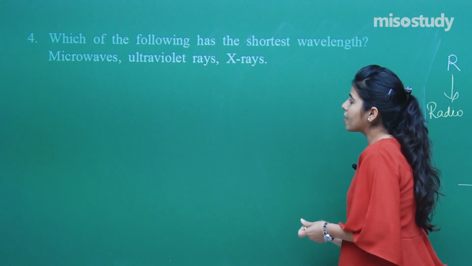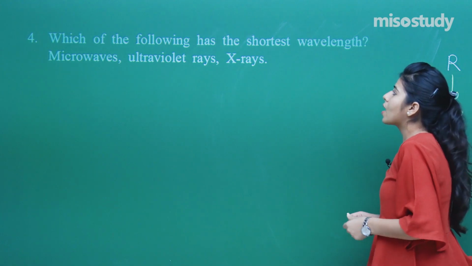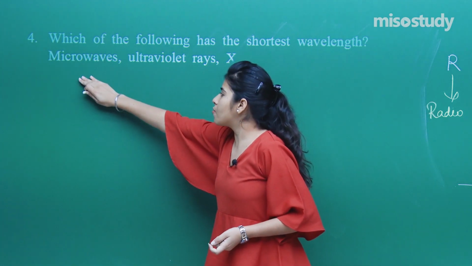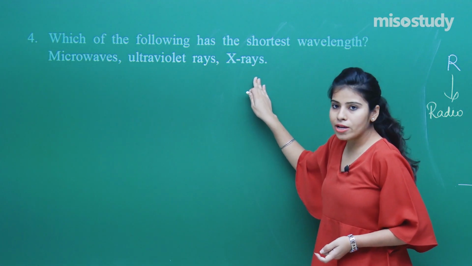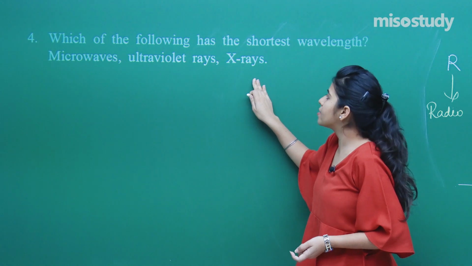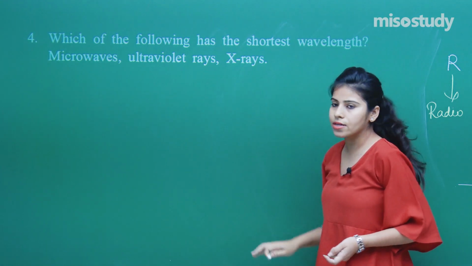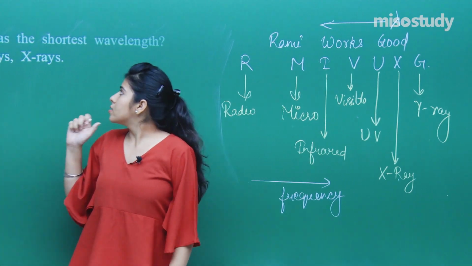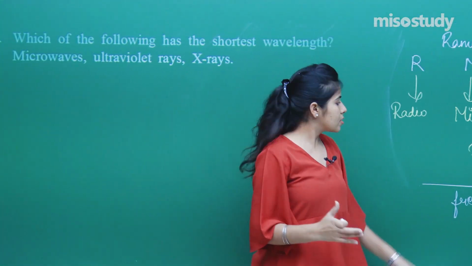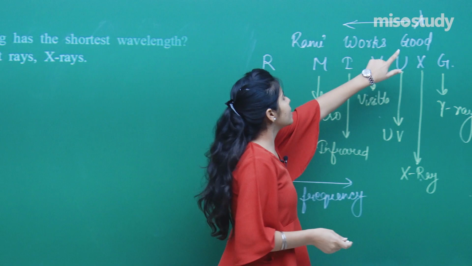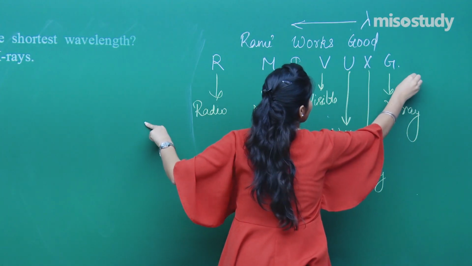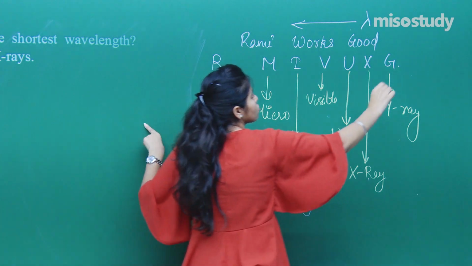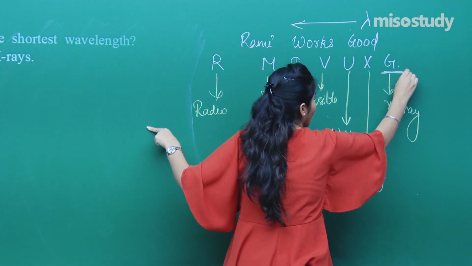Question number 4 asks: which of the following has the shortest wavelength? We have been given three options: microwaves, ultraviolet rays, and X-ray. Again, what we have to tell is the shortest wavelength. The shortest wavelength starts from here, because on this side the wavelength is increasing. So the shortest wavelength will be of gamma ray.